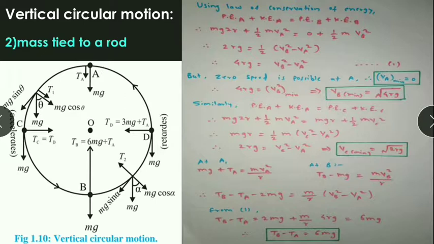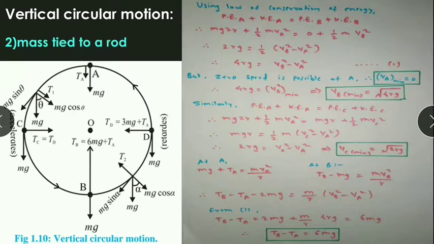At A, mg plus Ta provides necessary centripetal force. Therefore, mg plus Ta is equals to mva square upon r. And at B, Tb minus mg provides necessary centripetal force. Therefore, Tb minus mg is equals to mvb square upon r.